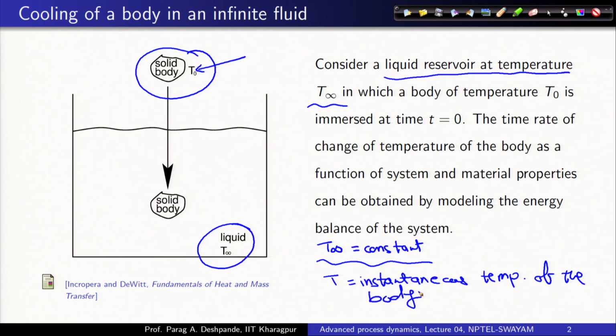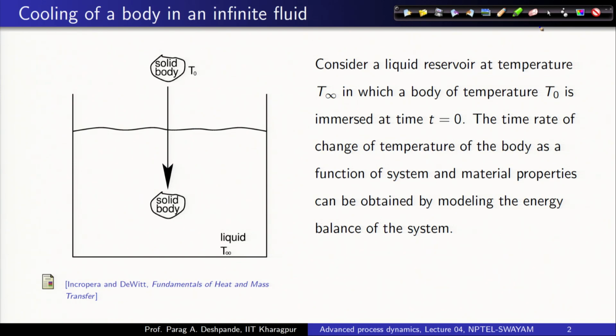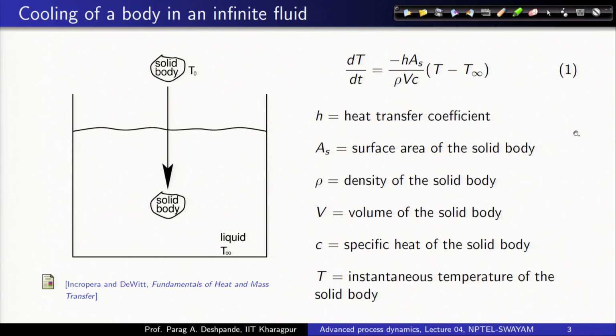So, the instantaneous temperature of the body is going to change, and what is the governing equation that it would follow? The governing equation can be determined quite simply using energy balance. So, the governing equation is in front of you, where dT by dt, the time rate of change of temperature of the body at any instant of time. So, T is the instantaneous temperature of the solid body, is given as minus h times A s divided by rho V c times T minus T infinity.